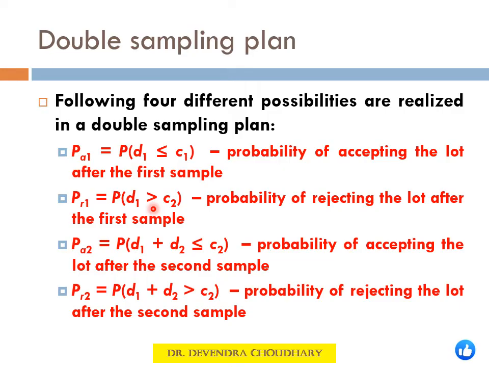If defectives found in the first sample are more than the second acceptance number C2, the entire lot is rejected. So this is the probability that a good enough lot is accepted, and this is the probability that a bad enough lot is rejected. So PA1 is the probability of accepting the lot after first sample, and PR1 denotes the probability of rejecting the lot after first sample.